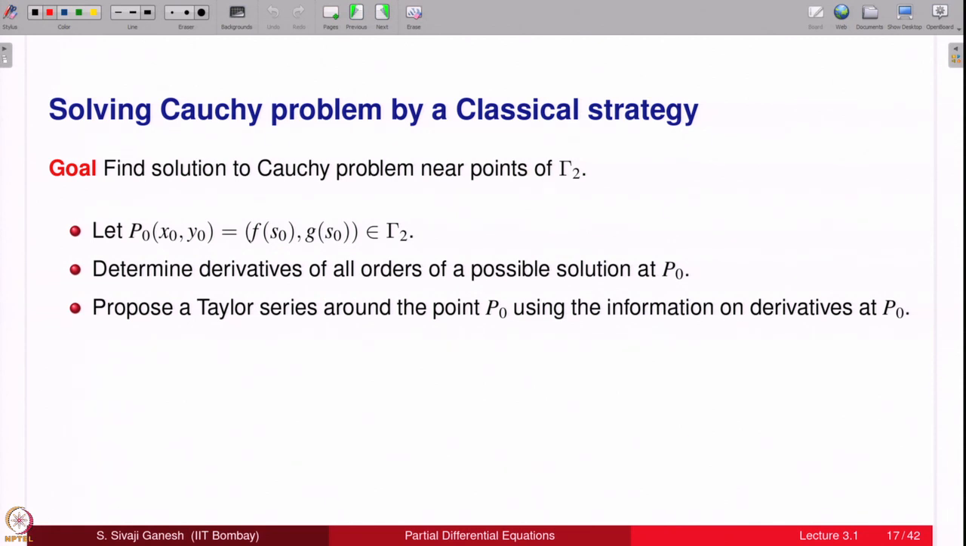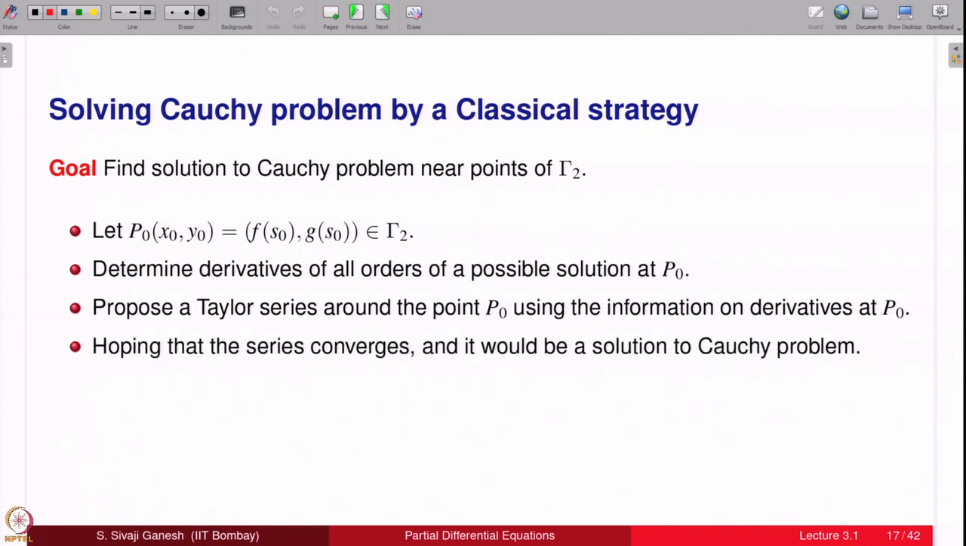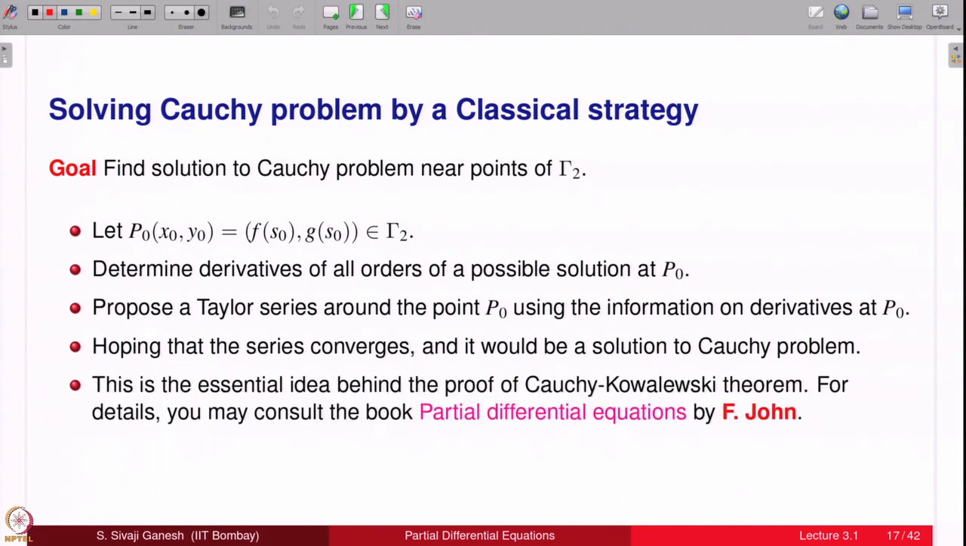All the derivatives at a particular point, in this case p naught, that you have determined in this step. So, Taylor series can be proposed, and hoping that the series converges, it would be a solution to the Cauchy problem. That is the hope, one needs to prove that. This is the essential idea behind the proof of the Cauchy-Kowalevskaya theorem. For details, you may consult the book on partial differential equations by Fritz John. You will find the details there.